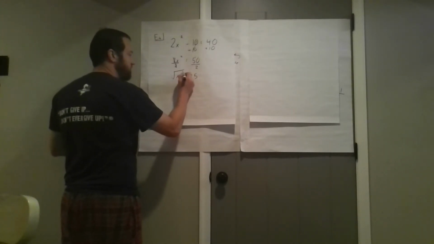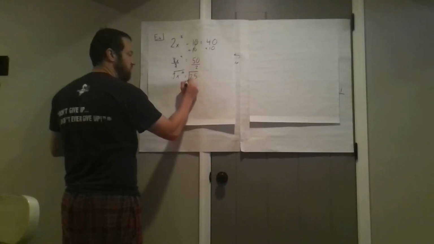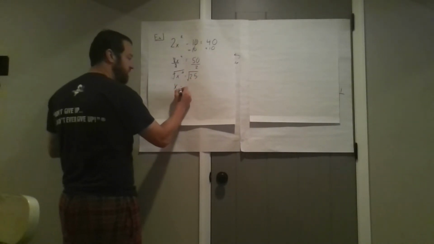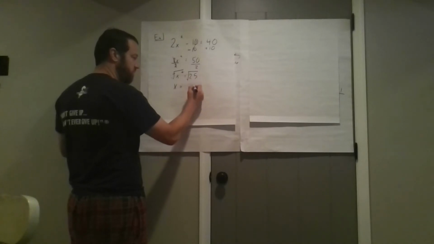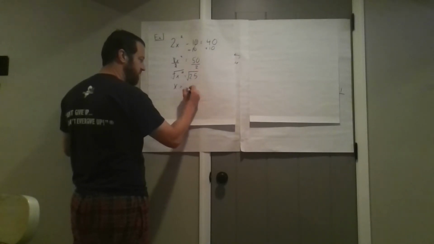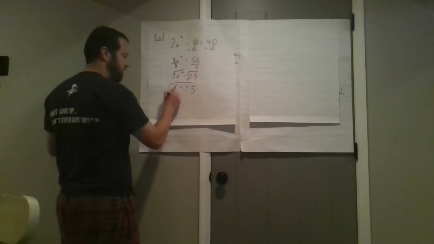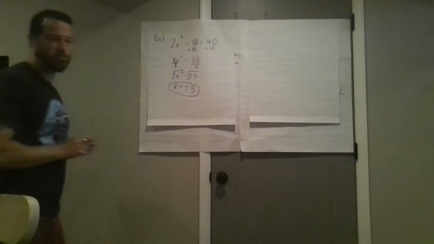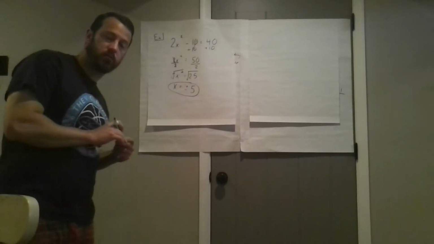I'm not solving for x squared, I'm solving for x. I'm going to do the opposite. The opposite of squared is square root. This one is a perfect square. The square root of 25 is just 5. Don't forget your plus minus. Two answers. x equals plus or minus 5.